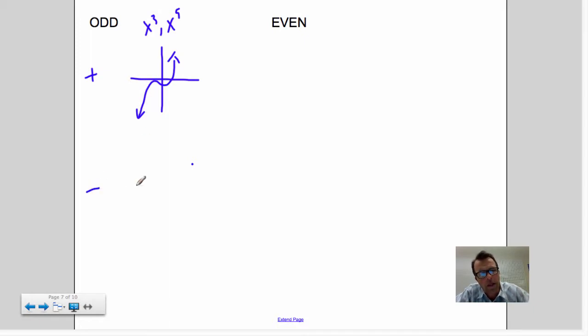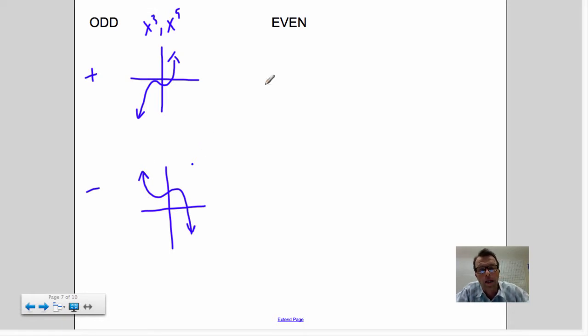If the leading coefficient is negative, then we flip this and we basically go in the opposite direction. It looks something like this. As x gets very, very large, the function goes very, very small, negative. And as the x values get smaller, the function actually goes off to infinity.